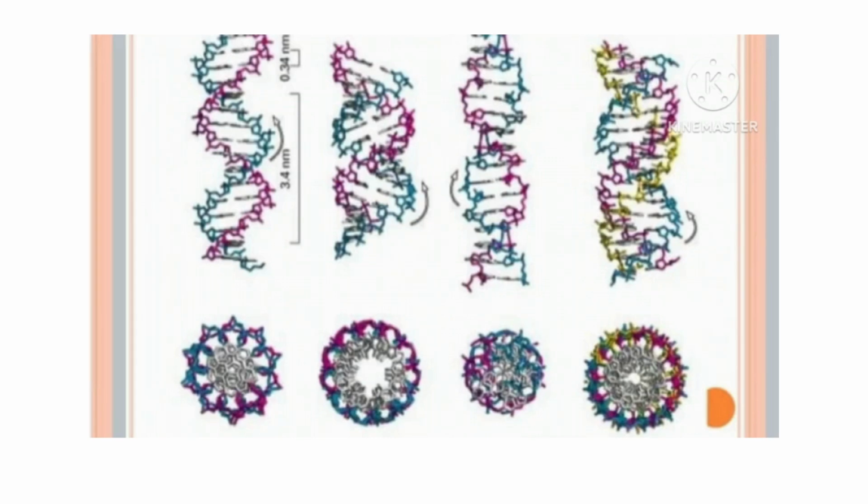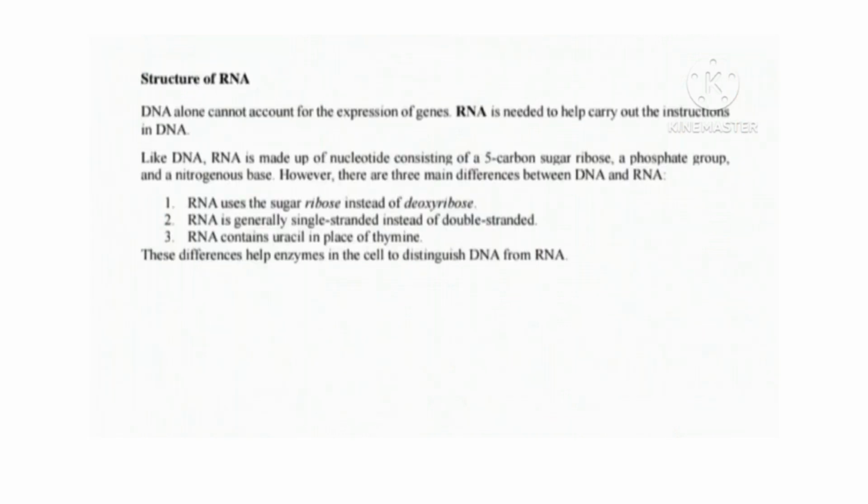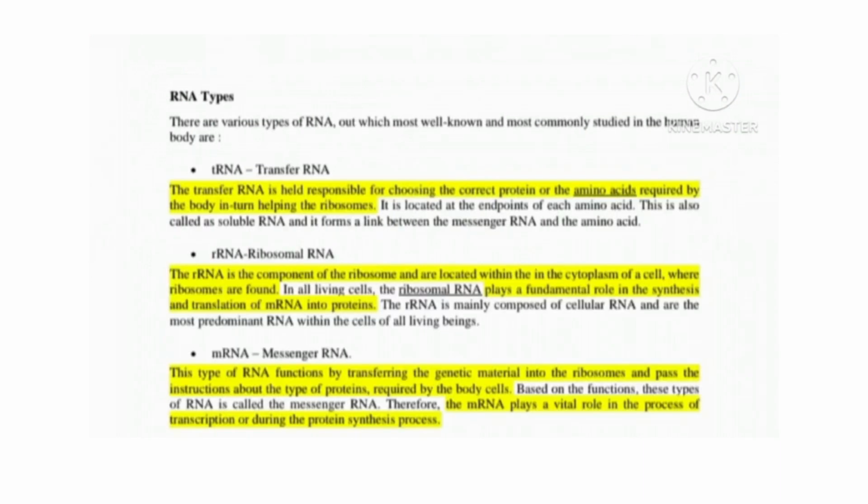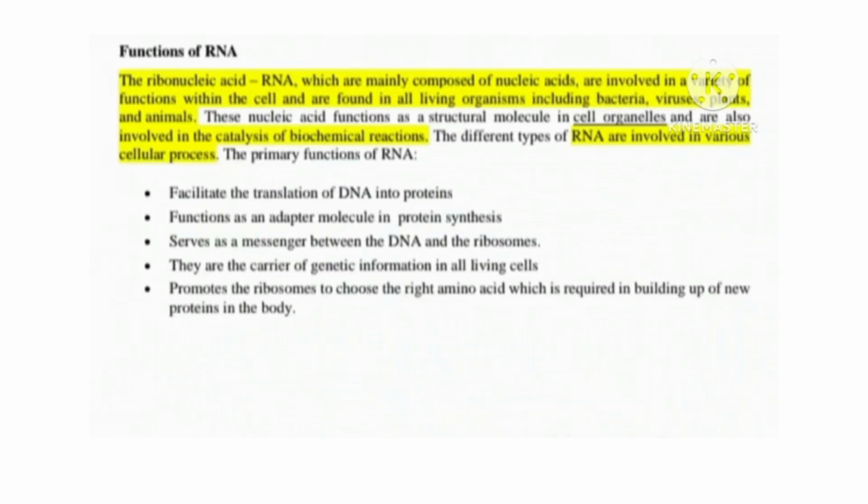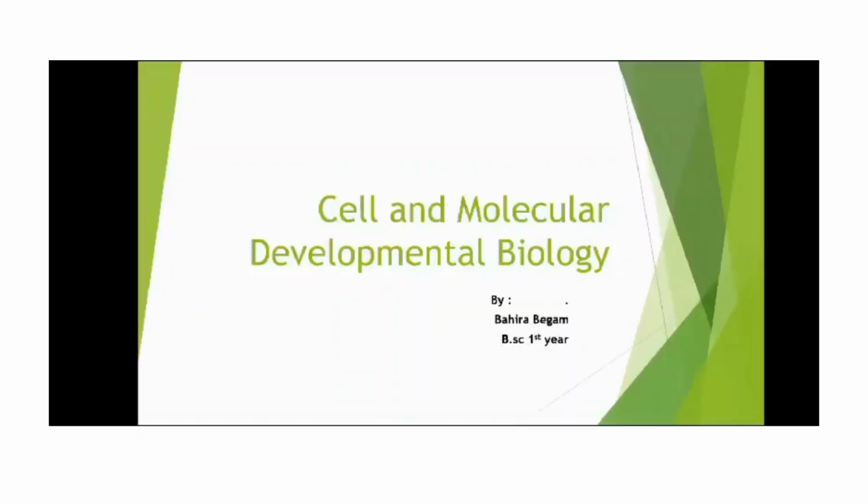RNA. RNA is ribonucleic acid. It uses ribose sugar instead of deoxyribose, and it is generally single stranded. RNA contains uracil in place of thymine. There are 3 types of RNA: tRNA, transfer RNA, rRNA, ribosomal RNA, and mRNA, messenger RNA. Function of RNA. They function as an adapter molecule in protein synthesis. It facilitates the translation of DNA into proteins.